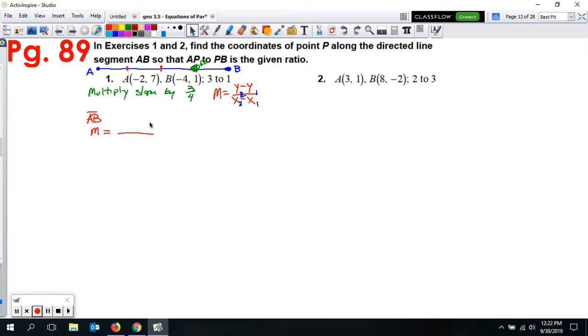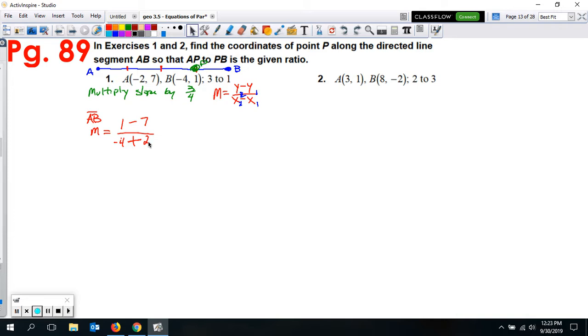On the top, we have to do the y's. So it could be 7 minus 1 on the top there, or we could do 1 minus 7 like I showed you here. It doesn't matter which way we do. Either way would be fine. We just have to be consistent. So if I'm going to do 1 minus 7, I'm going to have to do the next one as -4 minus -2 on the bottom.